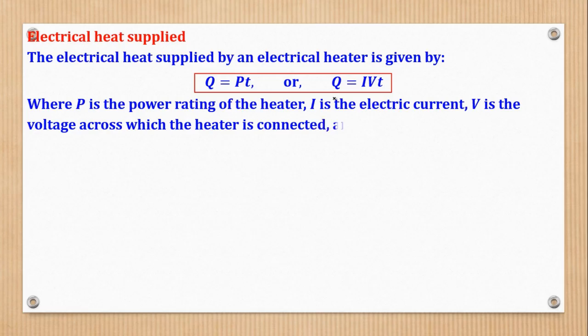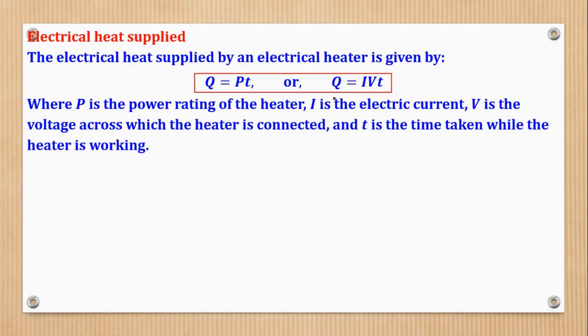So we saw the formula for heat capacity, then the formula for specific heat capacity, and the formula showing the relationship between heat capacity and specific heat capacity. And now we have seen the formula for electrical heat supplied. So P is that, I is that, V is that, and T is that. Under conservation of energy, we shall see how those formulas we have seen above can be combined to get a formula of interest.